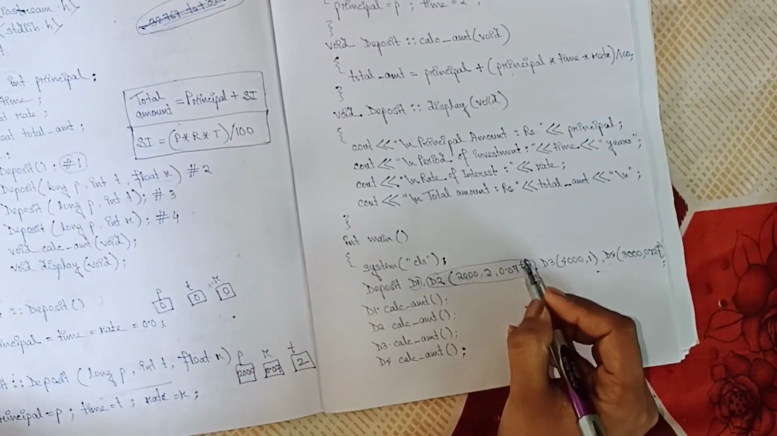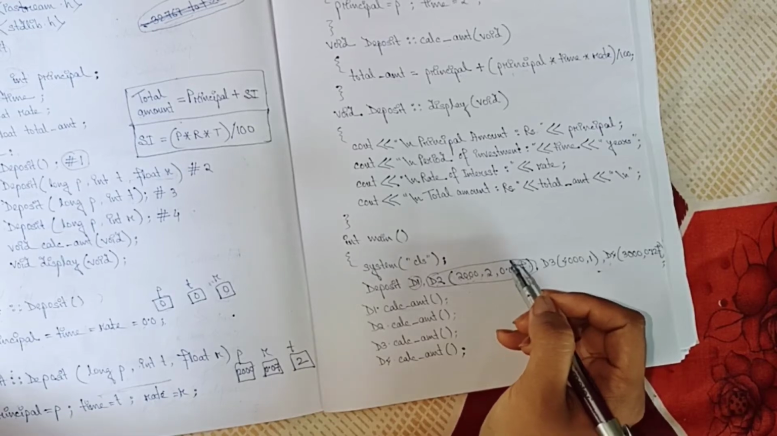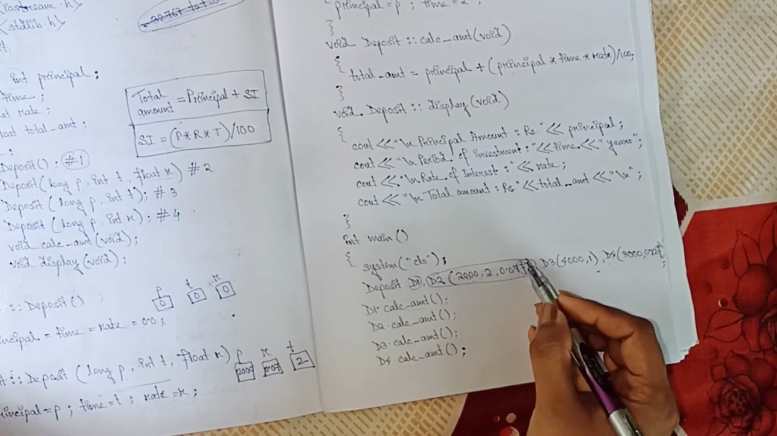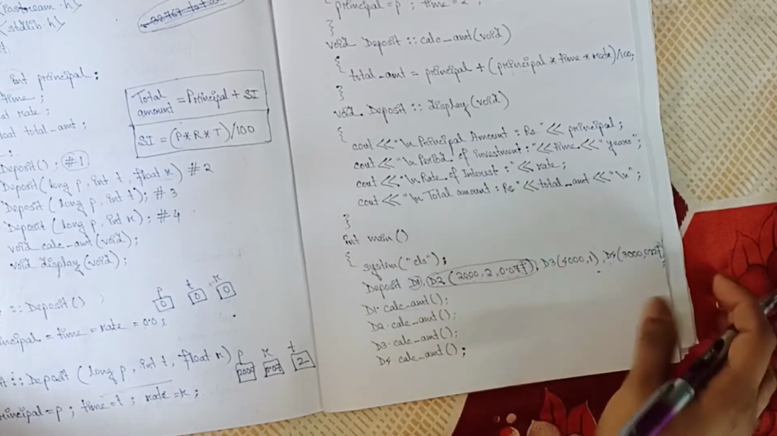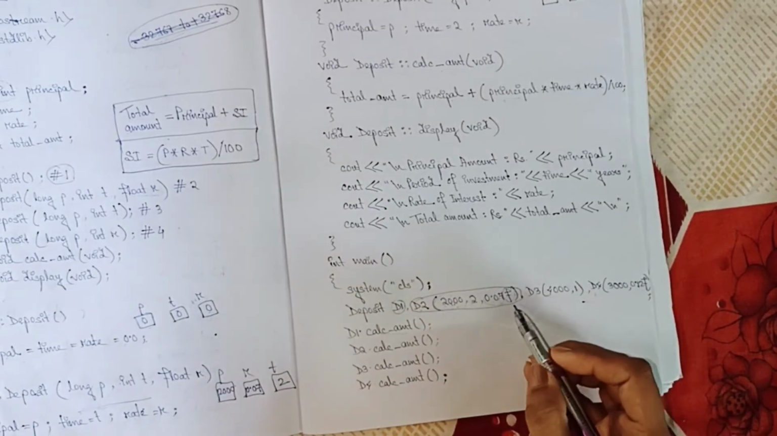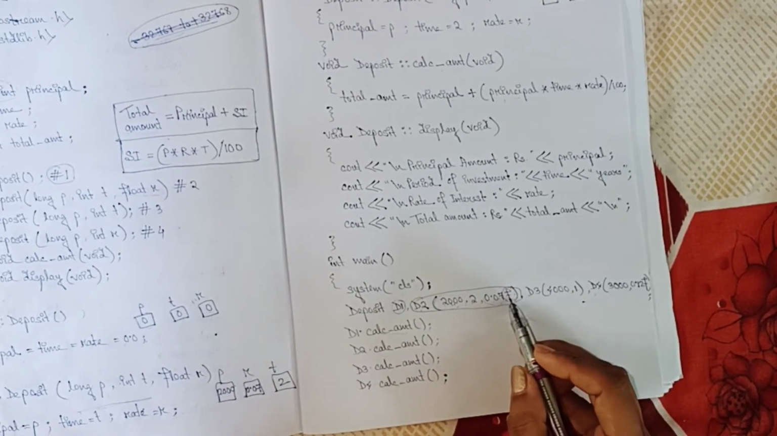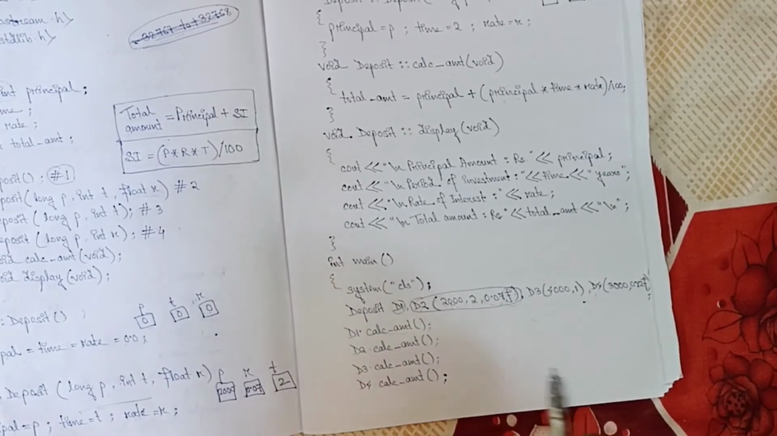This F we have assigned because we have already covered in our previous lectures that whenever we give 0.07, by default C++ takes it as a double. But if we want to assign it as a floating point, we have to give this particular F after our value. So that's why we have given F here.